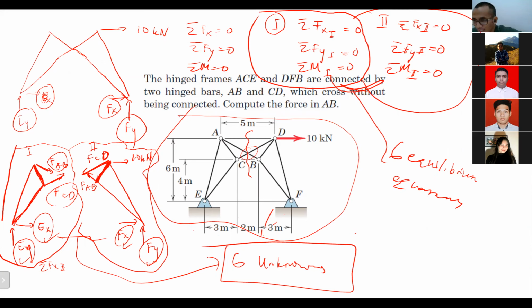Rizky, do you get it, Rizky? I get it, Pak. Asyar, do you get it?